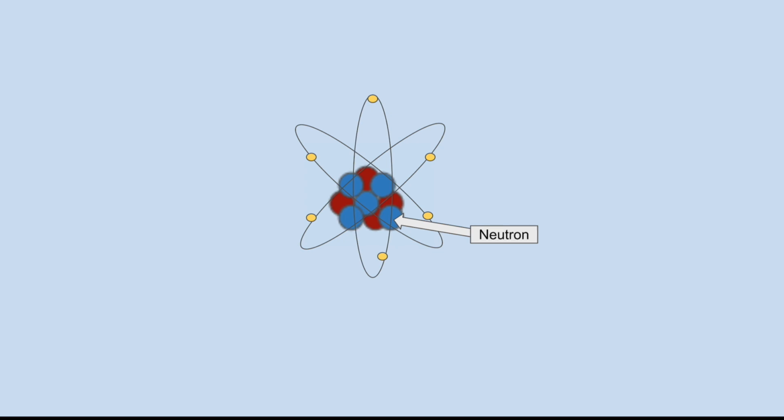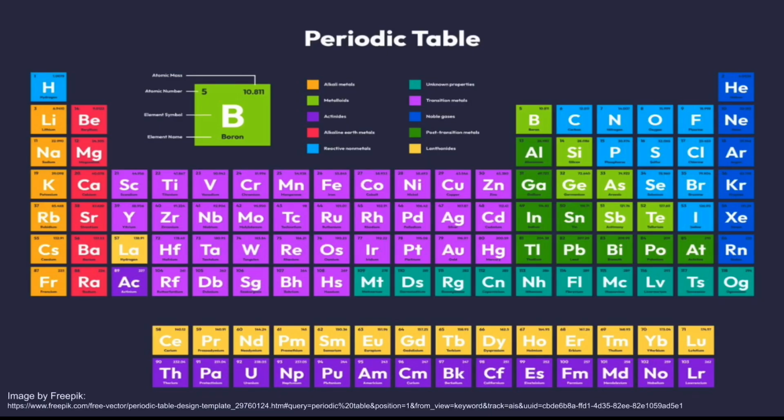Next, let's look outside the nucleus. Here we see electrons. Electrons are negatively charged particles. Because the nucleus is positively charged, arising from protons, the negatively charged electrons are attracted to it and can thus be viewed as orbiting it. In a neutrally charged atom, the number of protons equals the number of electrons because the positive and negative charges cancel out.